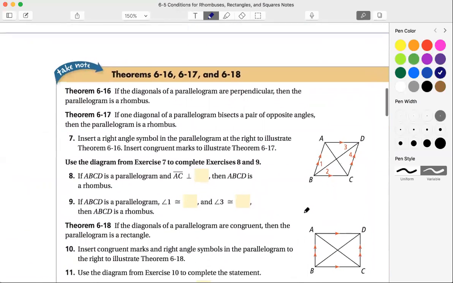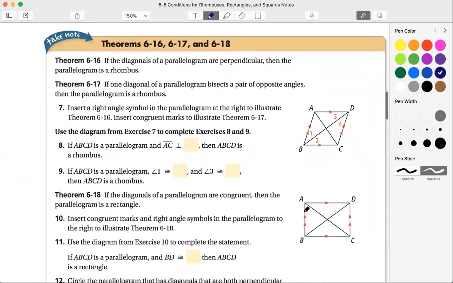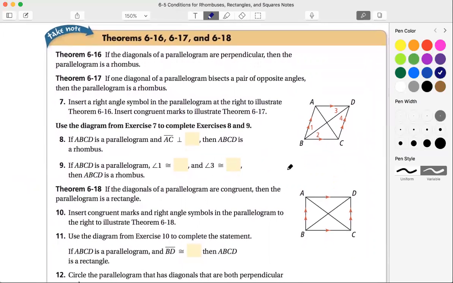So if the diagonals of a parallelogram are perpendicular, then the parallelogram is a rhombus. If one diagonal of a parallelogram bisects a pair of opposite angles, then the parallelogram is a rhombus. So insert angle symbols into the parallelogram at the right to illustrate these 2 theorems. Insert congruent marks to illustrate 6-17.